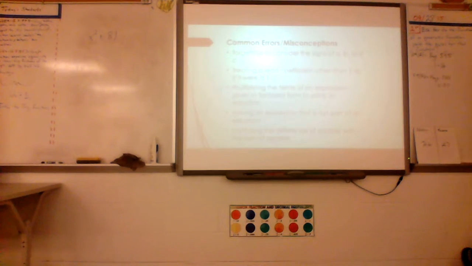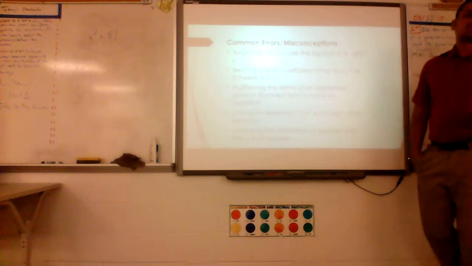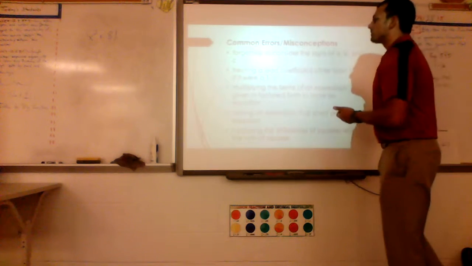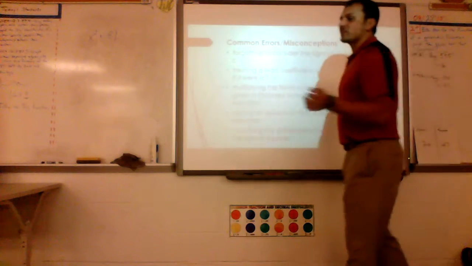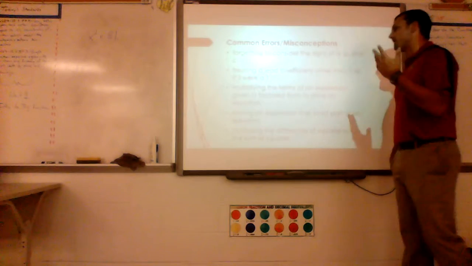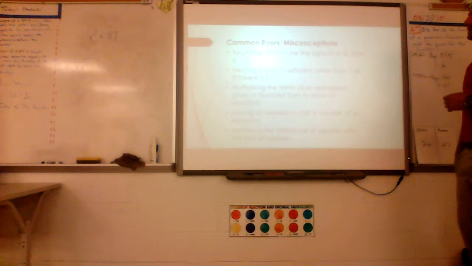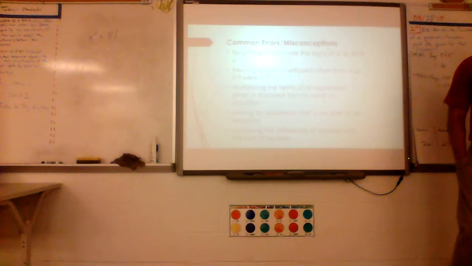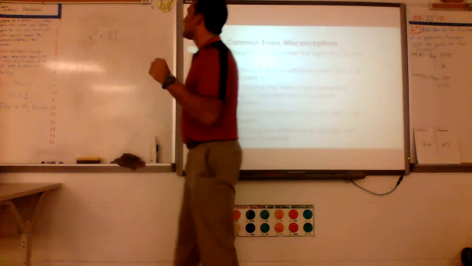Okay, common errors that usually happen: forgetting to consider the signs of A, B, and C, addition or subtraction. That's a big common mistake, you don't look at what's in front of the number. Treating a lead coefficient other than 1 as if it were a 1. Meaning if there was 2x squared, you just thought of it as x squared. You can't do that. Multiplying the terms of an expression given in factored form to solve an equation, solving an expression that is not part of an equation, and confusing the difference of squares with the sum of squares.